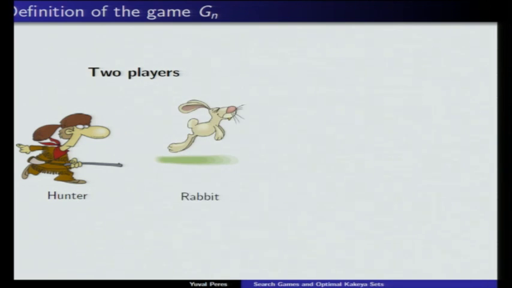So the game has 2 players. It's a search game. It has 2 players we'll call the hunter and the rabbit, and they move on a graph. The graph has n nodes. The rabbit can jump from one node to any other node or stay in place, so there's no restriction placed on the rabbit. The hunter can only move to adjacent nodes on the graph or stay in place.